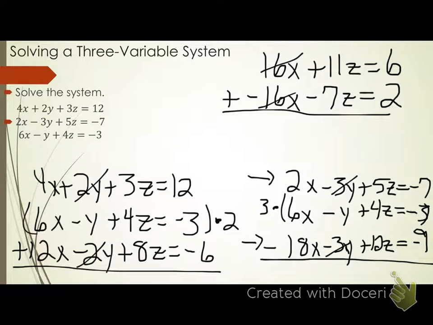11z plus negative 7z is 4z. 6 plus 2 is 8.